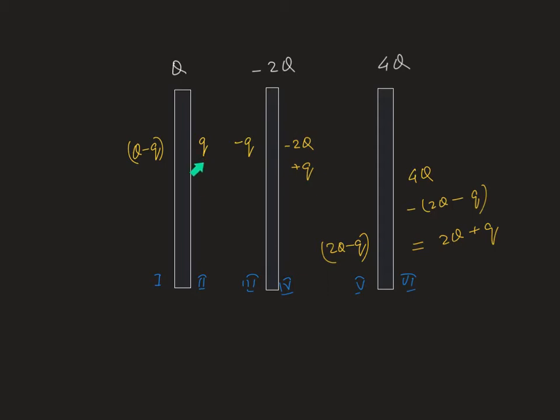We need to find out this small q. Only when we have found out the small q, we are going to get all other values, all these values. So what do we do then? We simply apply the principle of conductors.